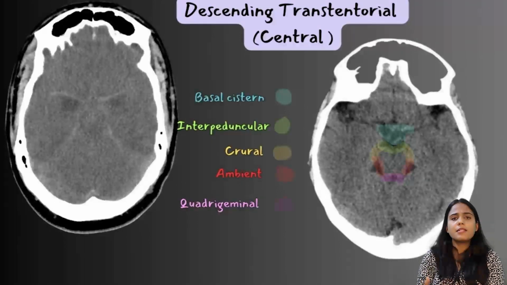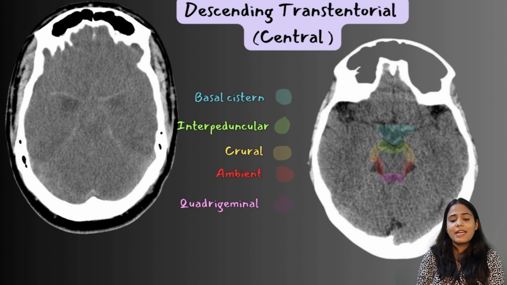Effacement of the quadrigeminal cistern is more important for the ascending type of transtentorial herniation. On the right hand side is an image of a normal brain where the cisterns are still intact. If you want, I can make a separate video on the subarachnoid cisterns.